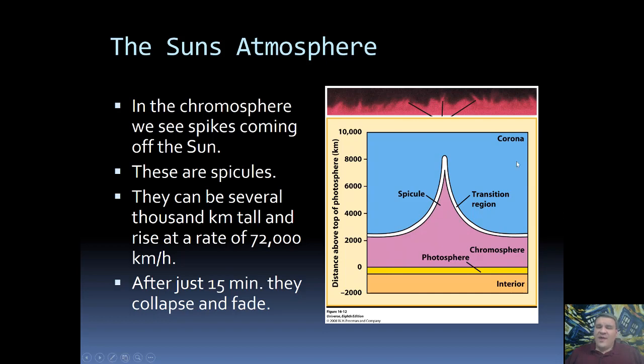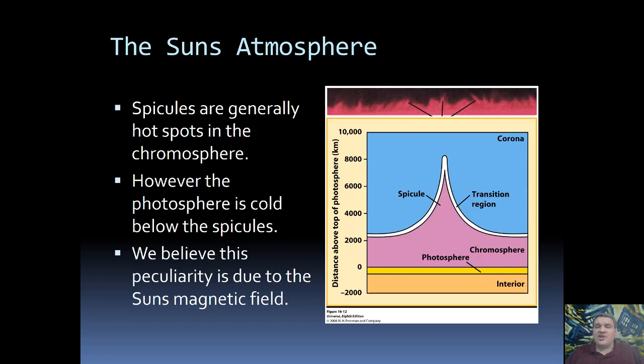Now, in the chromosphere, we have these spikes coming up and out. These are referred to as spicules. Now, these spicules are very energetic. They can actually rise to several thousand kilometers tall at a rate of 72,000 kilometers per hour. So what this means is one of these spikes will go from nothing to several thousand kilometers tall and then back down to nothing in a matter of 15 or so minutes. These things are highly energetic.